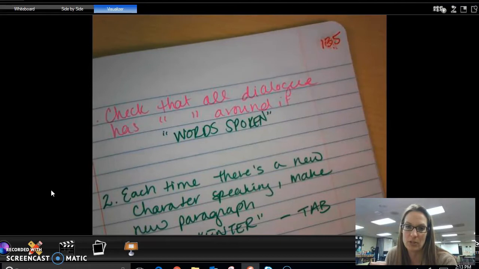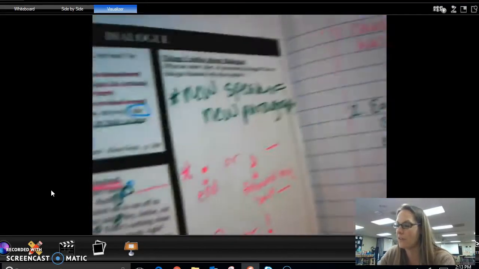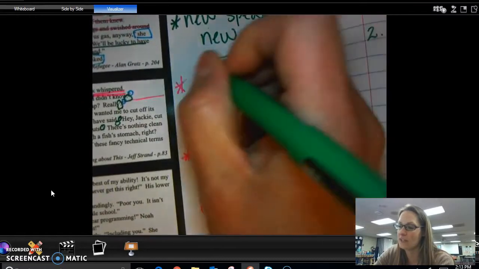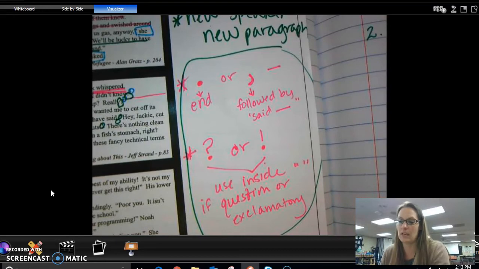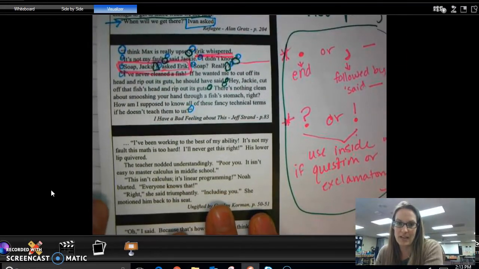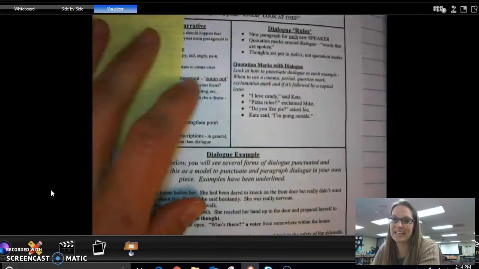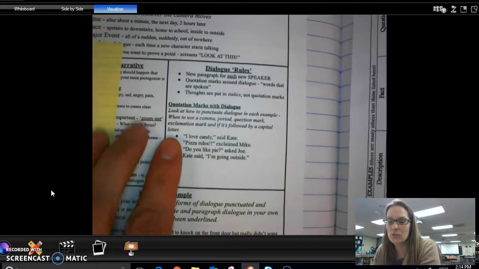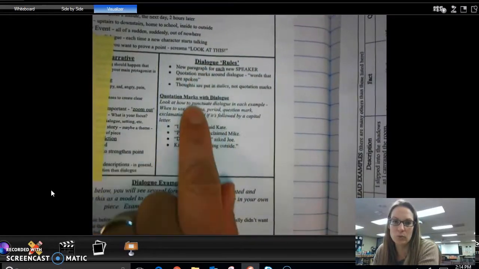First, make sure you have quotation marks around your dialogue. Then when there's a new character speaking, make a new paragraph. After that, you can start to look at some of these elements of when to use a period or a comma. These texts right here will give you different examples of that. Your teachers can help you. And on page 92 of your resource journal, there are also different places where there are dialogue rules.